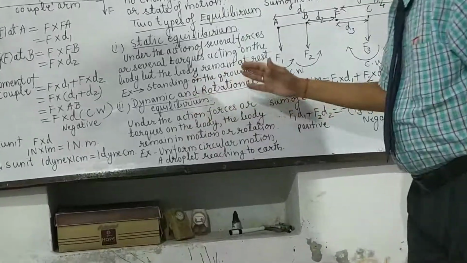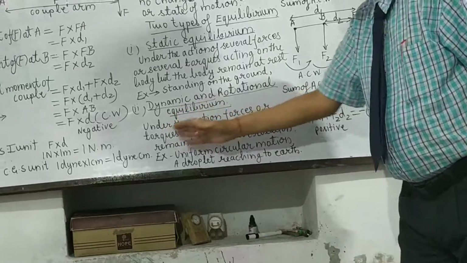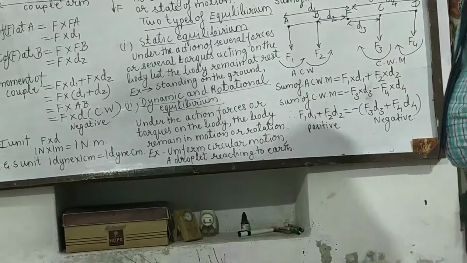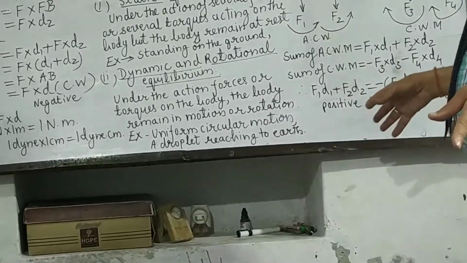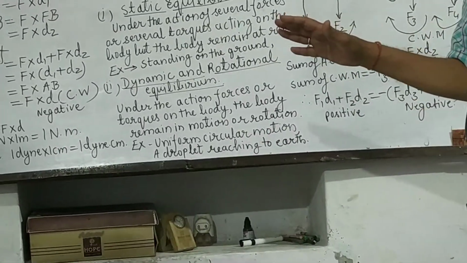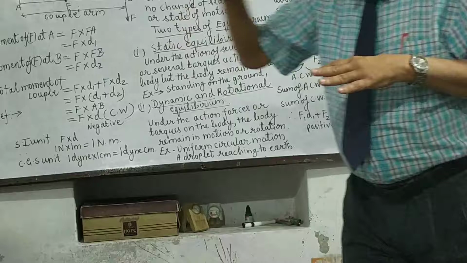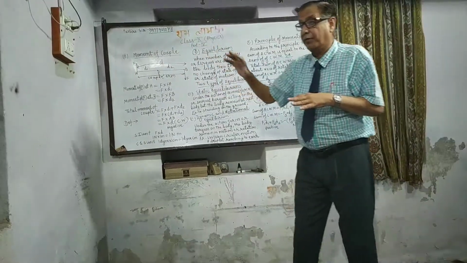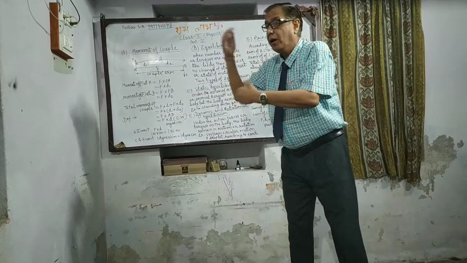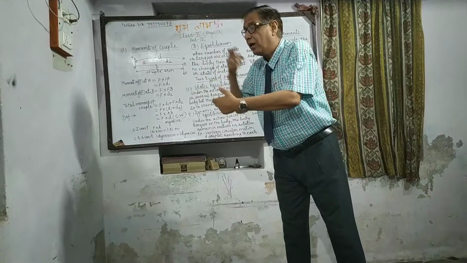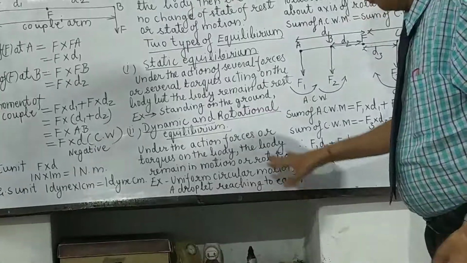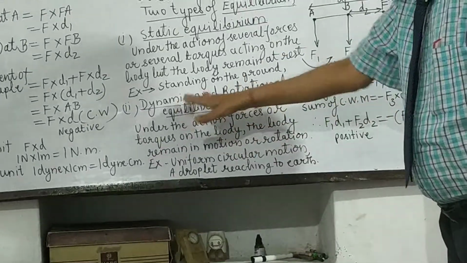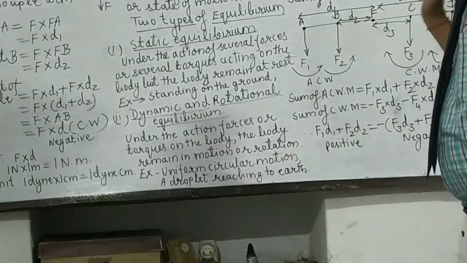No rotation, that is static equilibrium. Second is dynamic and rotational equilibrium. Under the action of so many forces or torques acting on the body, the body remains in motion, remains moving in translatory, remains moving in curvilinear. If it is rotating, it remains rotating in the same direction with the same angular speed. Then that body is called in dynamic or rotational equilibrium.